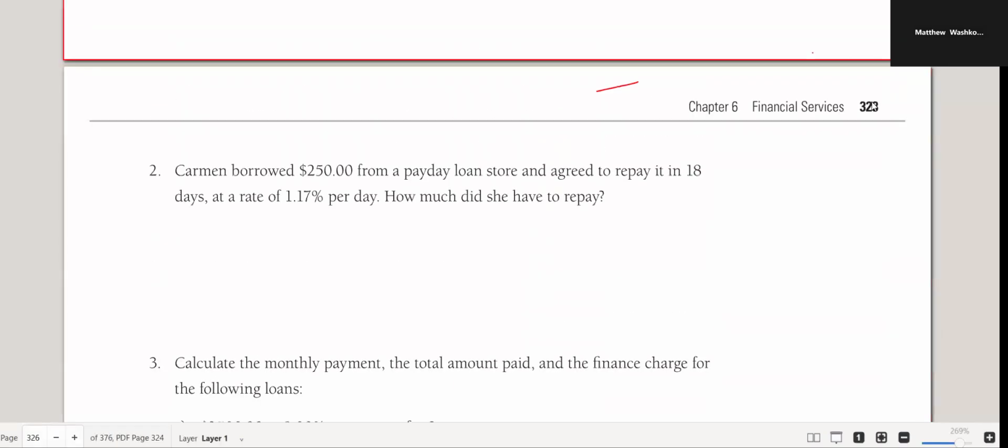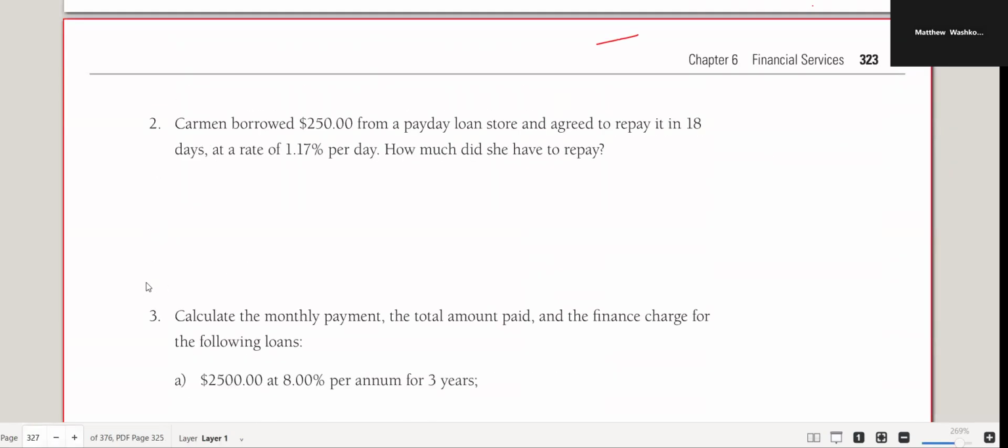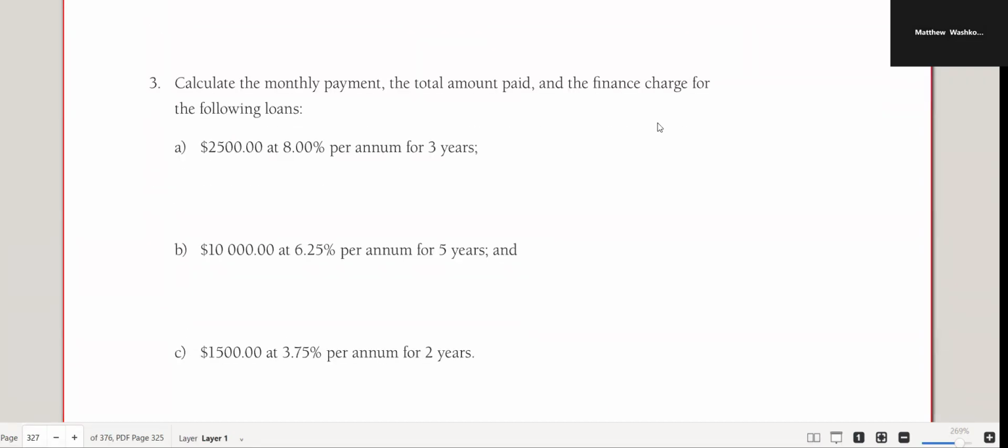Hello. So for page 323, question three, I believe this is unit 6.4. This is about finance charges and loans, so we're going to end up using simple interest here. Remember, our simple interest formula is I, interest, equals P, the principal, times the interest rate as a decimal, times the amount of time in years the loan is.